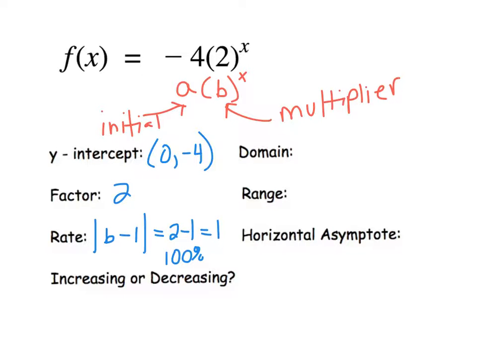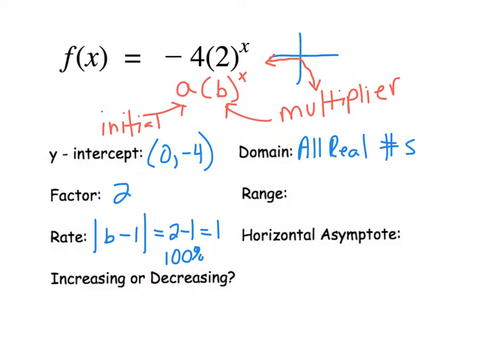Okay, then my domain. Domain is always, on exponential functions, all real numbers. Let's think about that. If we graphed this particular function, it looks something like this. And if I'm looking at my left to my right, I go on forever to the left, and it's going to go down and over forever to the right. So my domain, and it's always the same on exponential functions, is all real numbers.